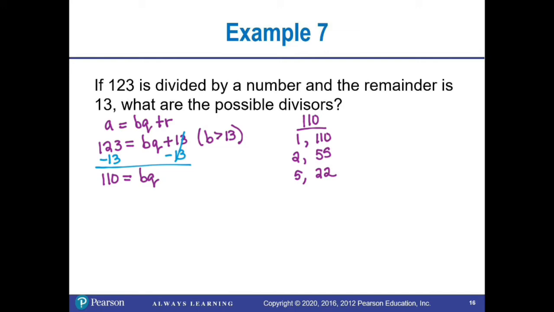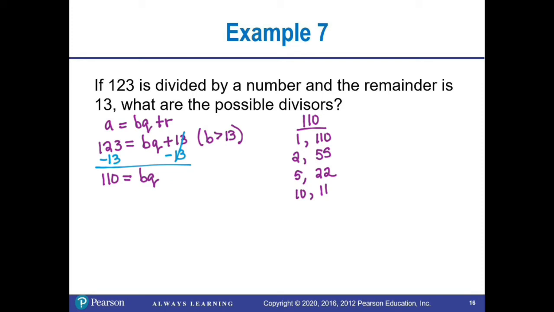6 is not a divisor of 110. 7 does not divide 110. 8 and 9 do not divide 110. And then we have 10 goes into 110 11 times. Now, after 10 is 11, and notice 11 is already in my list, and so I found my factors of 110. So let's go back to thinking about our divisors and our remainder.